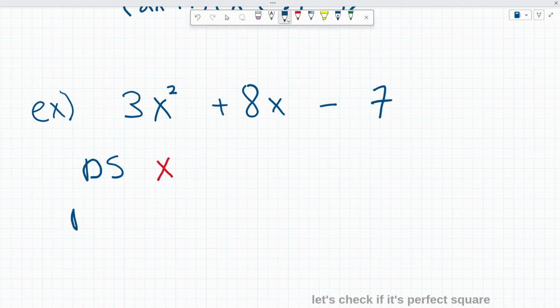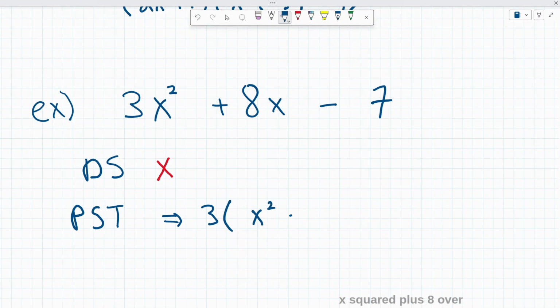Okay, let's check if it's a perfect square trinomial. What was our trick for that? Well, we already have a leading coefficient here. Our other trick was if we can divide this middle term in half and square it, and it equals our final term, then it's a perfect square trinomial. So let's take a little peek to see if that works. First of all, let's factor out the 3 so we can see x by itself. So we have x squared plus 8 over 3 x minus 7 over 3.